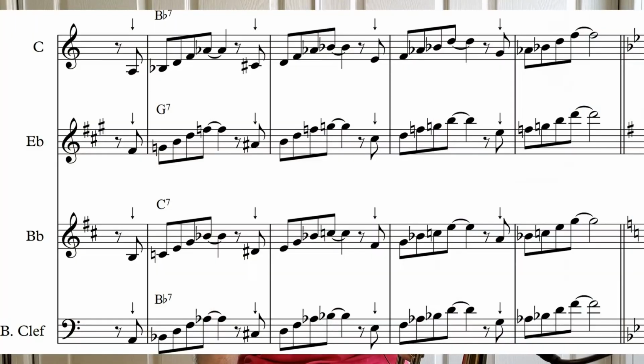Our second way is we're going to build on our inversions. We're going to add what's called an approach note. An approach note is simply a note that is not in the chord that is approaching a chord tone. So let's look at the example.